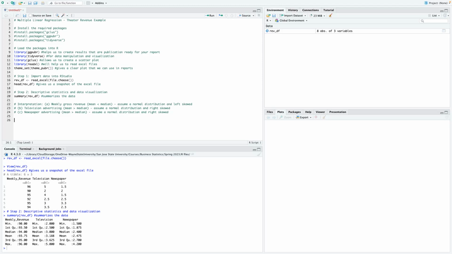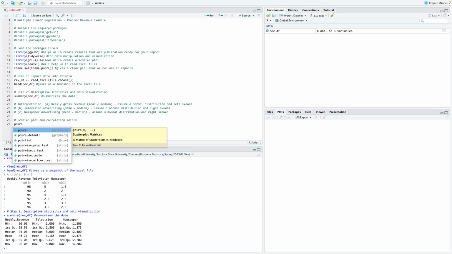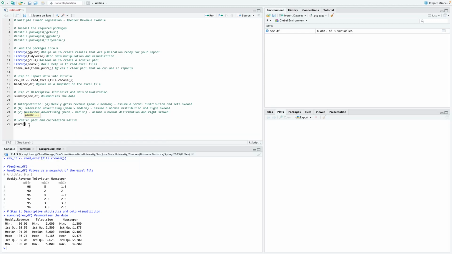All right, so the next one is our data visualization. So let's look at the scatter plot, right? We could do the scatter plot and also look at the correlation matrix, because that's all part of looking at the descriptive statistics and data visualization and trying to understand the relationship going on between the different variables. So this is where we use the pairs function, right? So you can literally see it there, right? It gives us a matrix of scatter plots. So that's what the pairs function gives us.